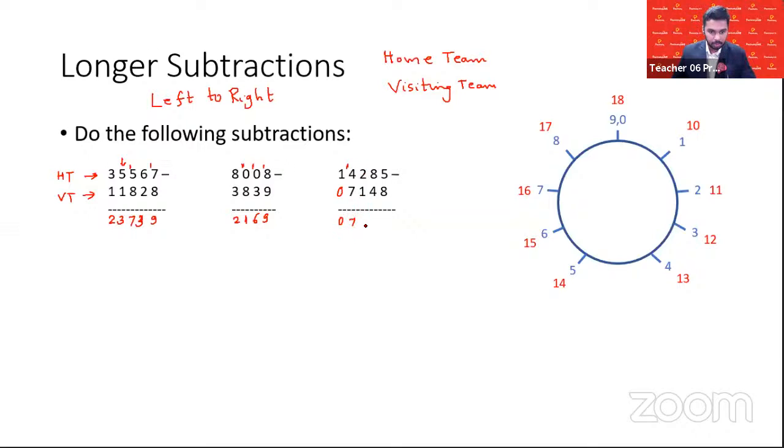2 minus 1 is 1, but you have to check for the next batsman. 8 minus 4, no issue. So here is 1. 8 minus 4 is 4, but you can see the next batsman needs some help. So here I'll write 3 and here I'll write 7.